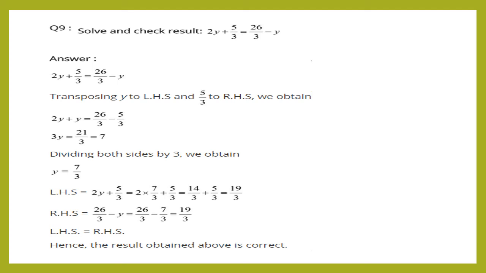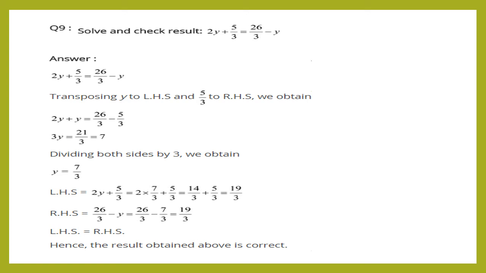See here, children, 2y + 1y means 3y equals. Here the denominators are the same, children, 3 and 3. Common denominators are there, so we can directly subtract the numerators. Let us take the denominator as 3. In 26, 5 goes means we'll get the value as 21. 3 ones are 3, 3 sevens are 21.